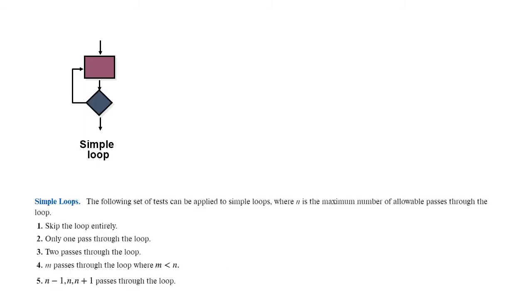In the case of loop testing, if we have a simple loop, we can use the following set of tests, where, for example, n is the maximum number of allowable passes through the loop. First, we test the code when we skip the loop entirely and see what happens. Then we try only one pass through the loop, two passes, n passes, or n minus 1 and n plus 1 passes through the loop. Number 5 is the boundary condition. This is how you do it with the simple loop.